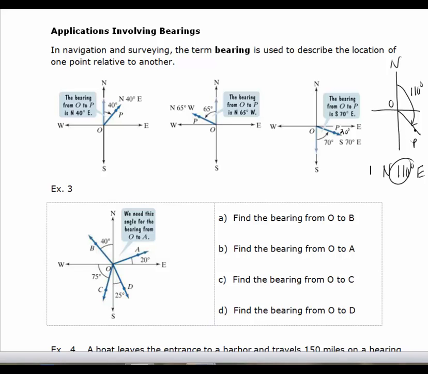So with bearings, we always start with the north or south. If the acute angle is made from the north, then we'll start with an N. If the acute angle is made from the south, we'll start with an S. And then the direction of the angle will either be east or west. And remember, that angle has to be 90 degrees or less.